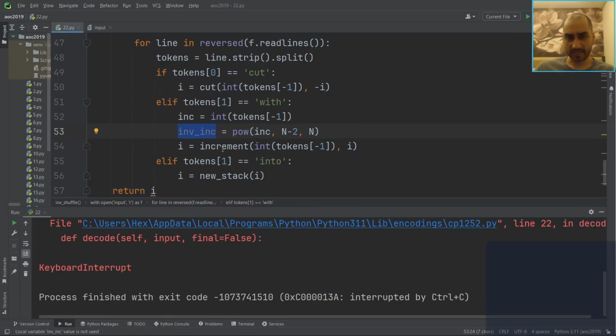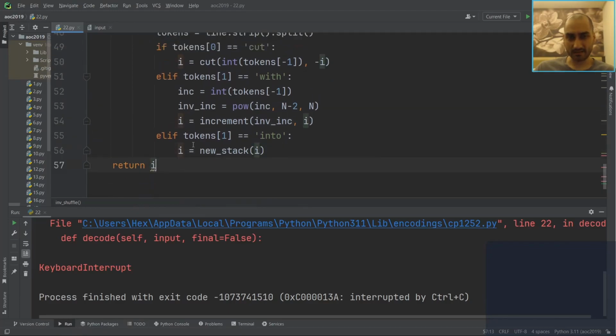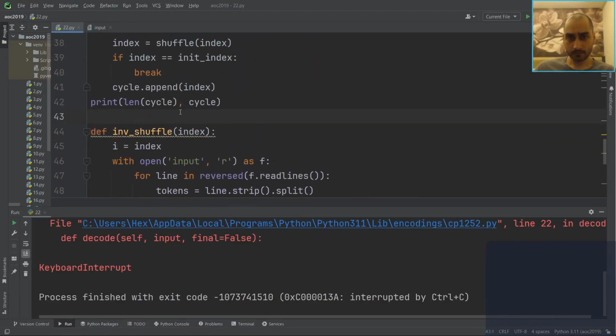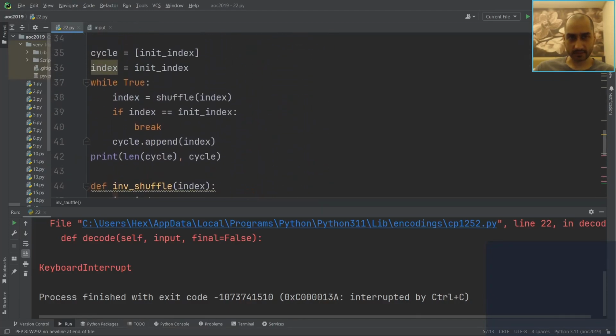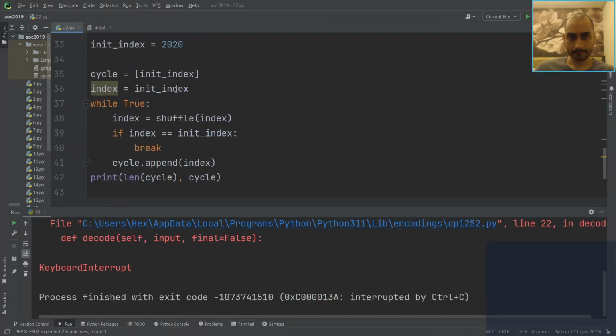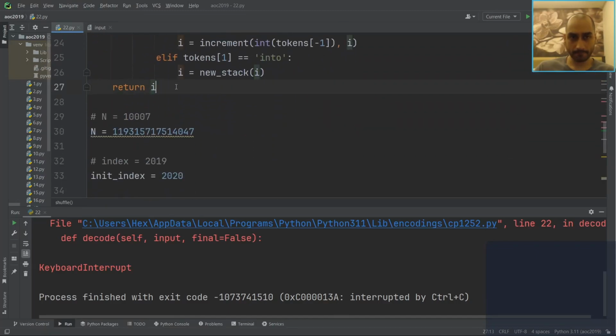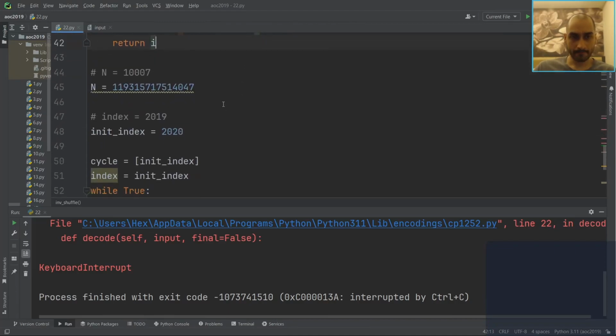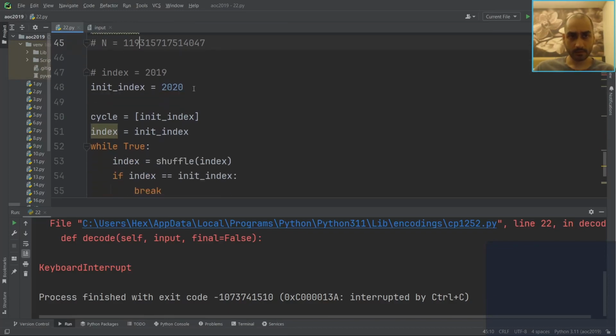So what are we doing? We're actually raising by the inv inc. So is that it? We can test this all out now. All right, let's move this. Okay, go back to part 1. So, index is that.